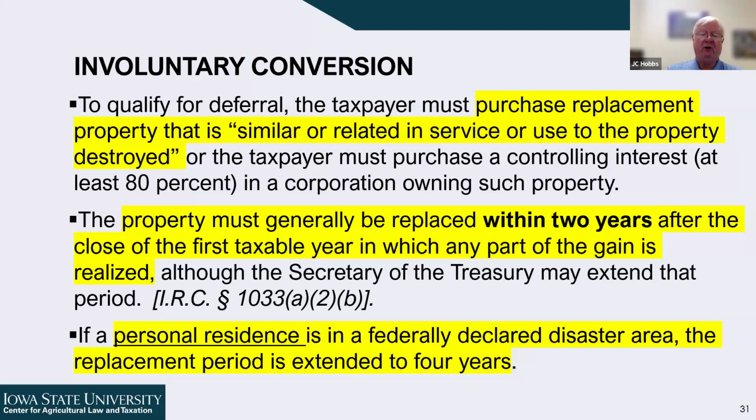What happens if it's a personal residence? Well, if we're in a federally declared disaster area, we can then have 4 years to replace a personal residence and defer the potential taxable gain on that. So not just 2, but for a personal residence in a federally declared disaster area, we have 4 years to replace that particular asset.